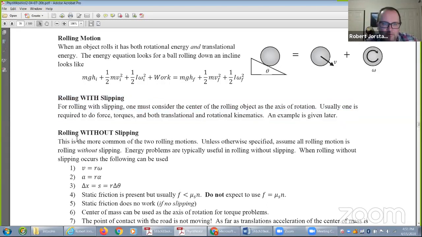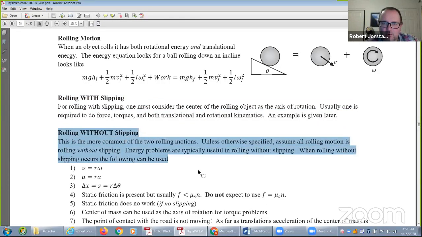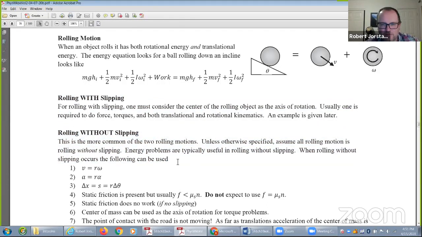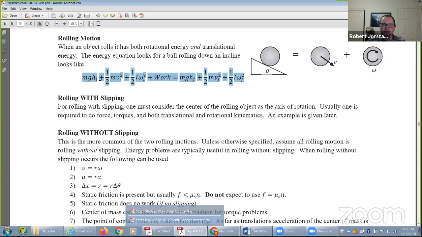Now, rolling without slipping, that is the more common, that's just standard rolling motion. So unless otherwise specified, we're going to assume rolling without slipping. When that is true, we can use this result up here. Okay, that's this rolling motion. And usually this work term goes to 0.